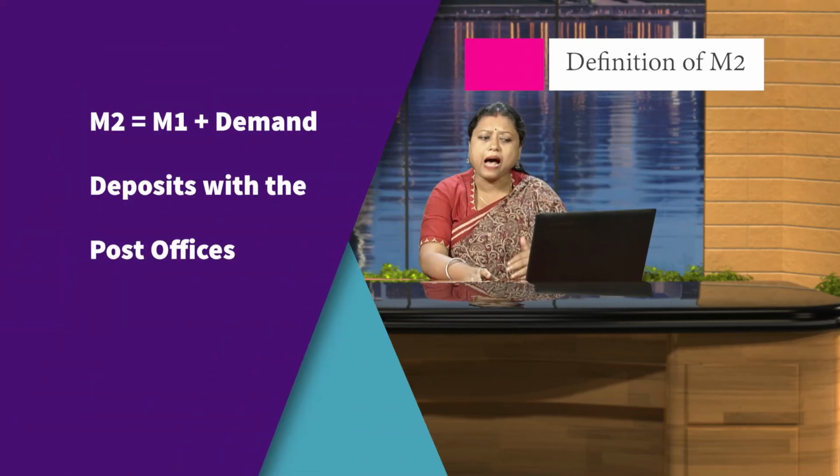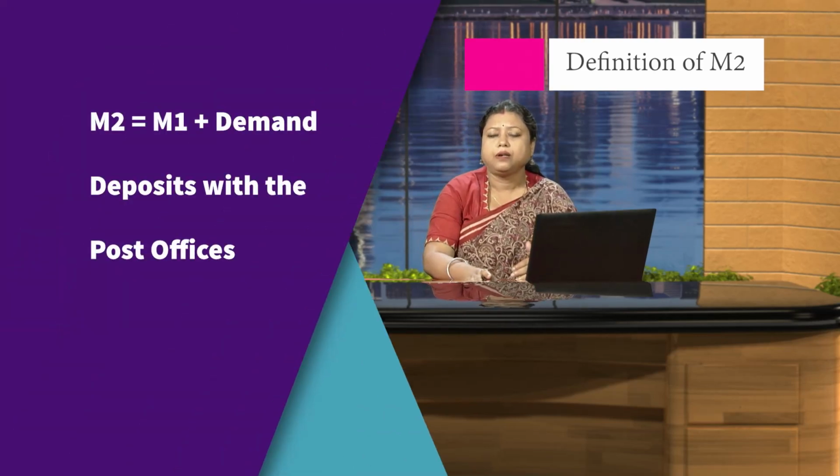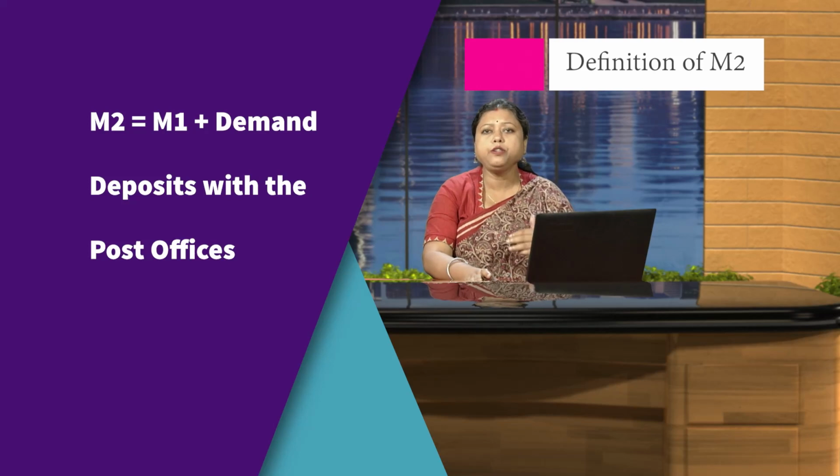We come to the second definition of money supply, that is M2. Now, what is M2? M2 includes everything that we had in M1, plus here we make an additional measure. We are going to measure here also the demand deposits with the post offices.